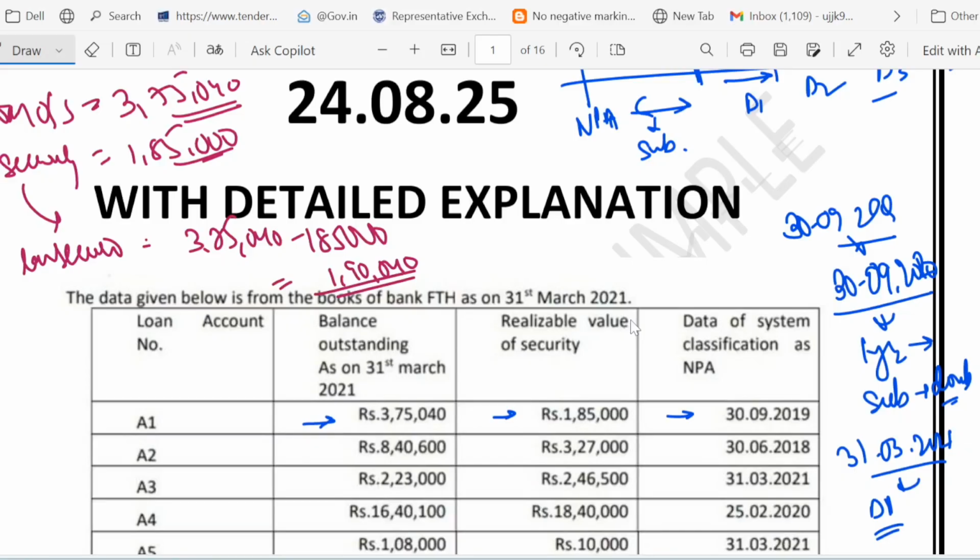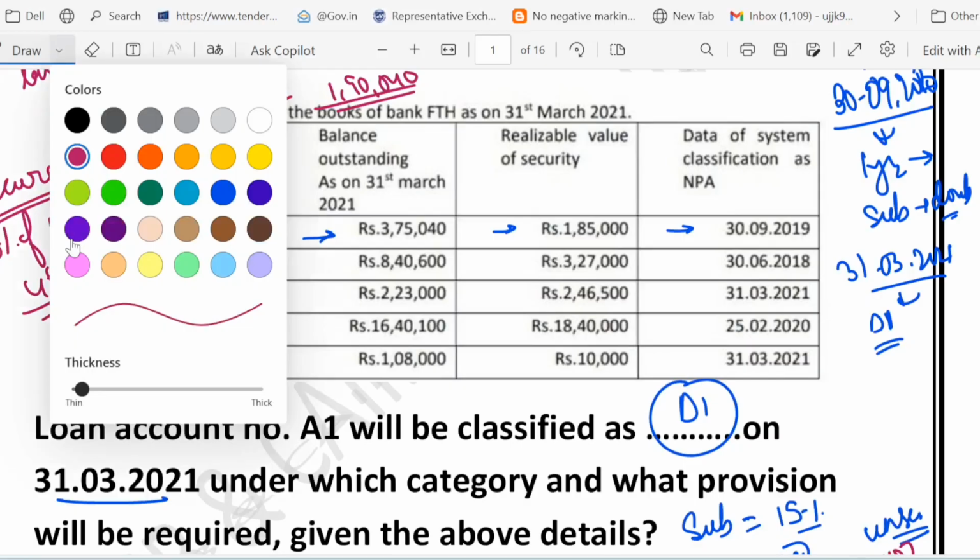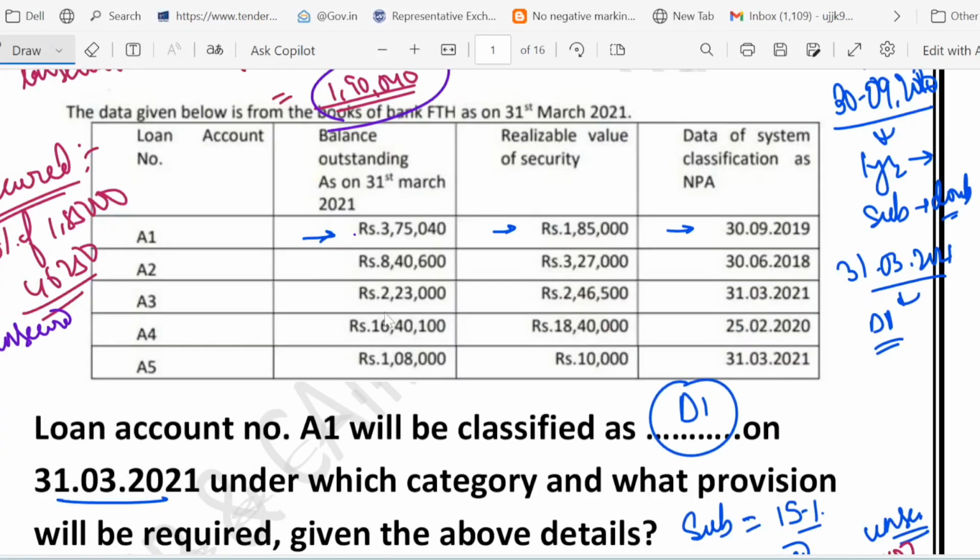Now let's calculate the provisioning separately on the secured portion and unsecured portion. Let's look at the secured portion first. How much is the provisioning for the secured portion? I already told you, for the D1 category it is 25%. So calculate 25% of 1,85,000. How much would that be? That will be 46,250. Now let's compute the provisioning on the unsecured portion. It is very simple to think about. So 100% of 1,90,040. So that will be how much?